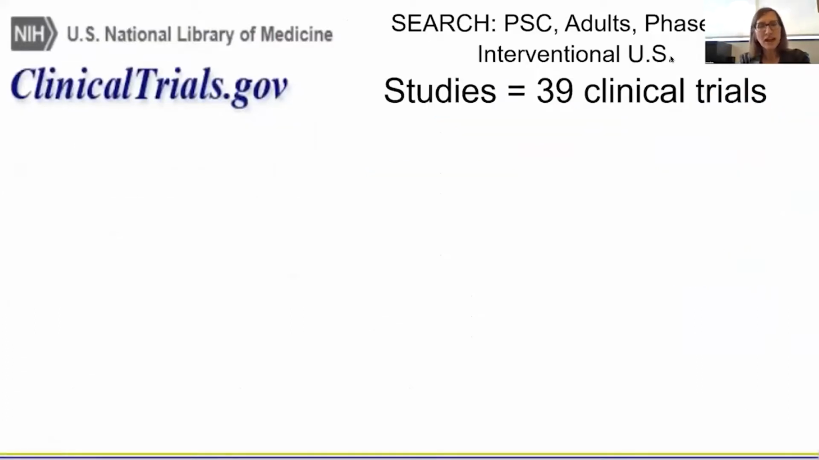So what I've described earlier is broad PSC concepts in the literature and all of the PRO instruments that have been used in all different kinds of studies. I wanted to focus more specifically on what intervention or drug trials and clinical trials are doing. So I did a search of PSC, adults, phase 1 to 4 interventional clinical trials in the US, and I retrieved 39 clinical trials. Now there are about 60 trials in total, and there's also observational and patient registry data. But just for the purpose of this exercise, I focused on these 39.